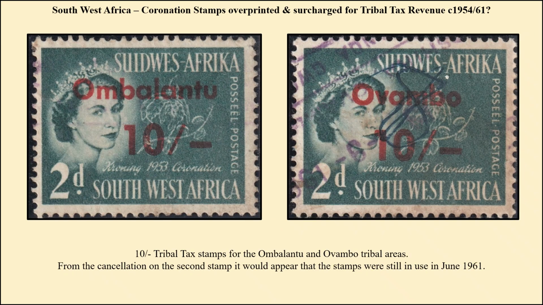When the 7 and 6 penny and the 2 and 6 penny stamps were used up, the 10 shilling stamp was introduced. Not sure on the years that it was actually introduced, but as you can see here, we have the Ombalantu and the Ovambo tribes represented on these tax stamps.